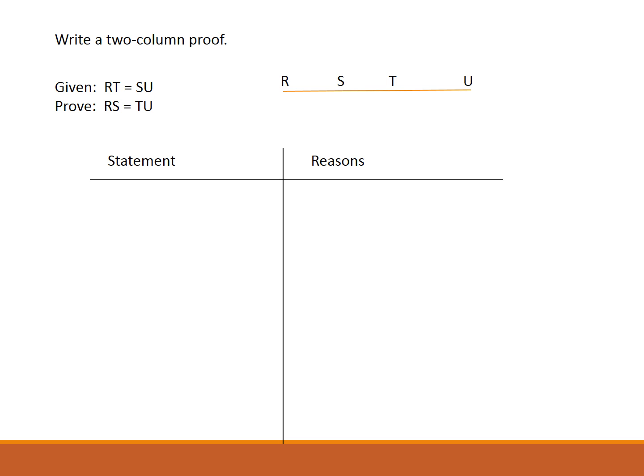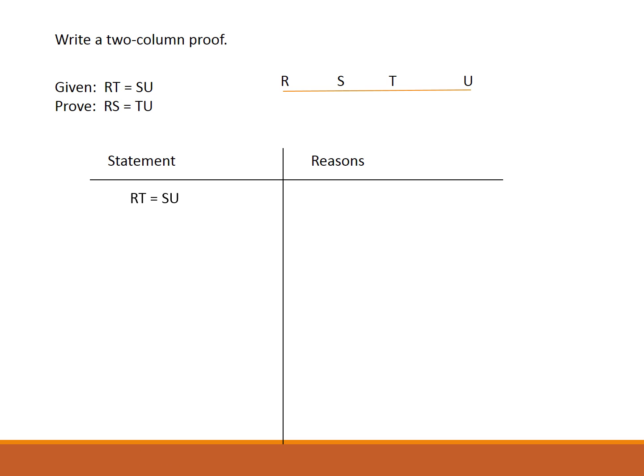So, look at the picture. You should always draw the diagram. We're given RT is equal to SU. Now, I did not mark that up, but you should. So RT is equal to SU. And we want to prove the smaller line segment, RS, is equal to the smaller line segment, TU.